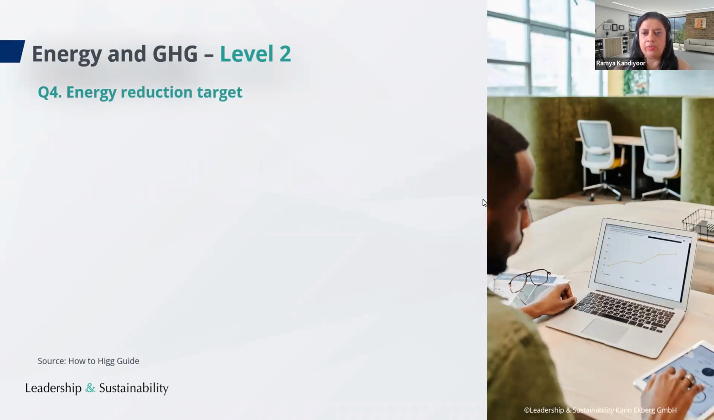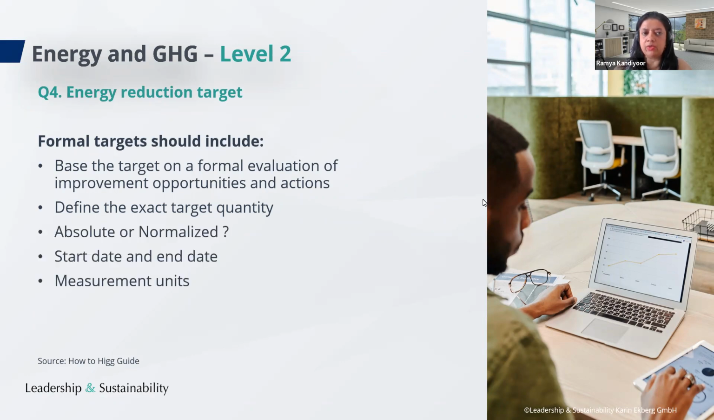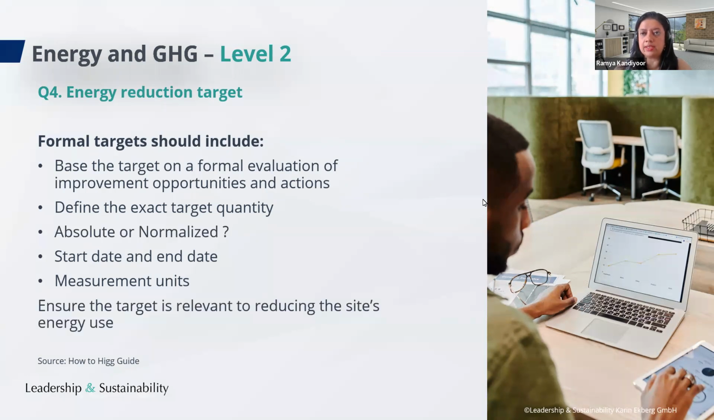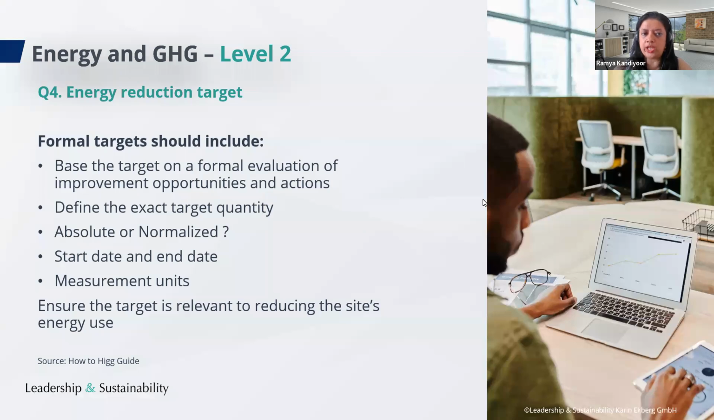All of your formal targets should be based on a formal evaluation of all of the improvement opportunities and actions that you have identified. What is the exact target quantity, whether it is absolute or normalized? You would be required to have the start date, the end date, the measurement units, and you should ensure that the target is relevant to reducing the site's major energy use.